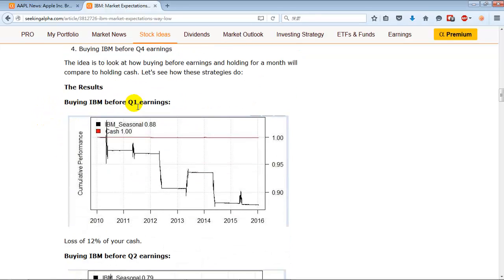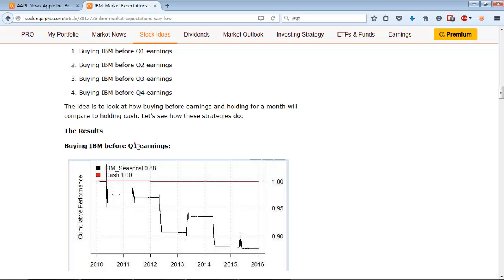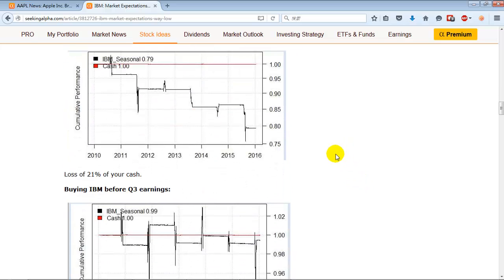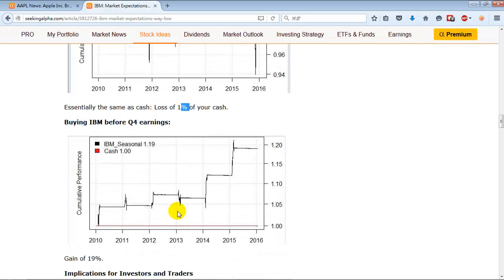Now, what I found was if you do it before quarter one earnings, you're going to lose 12% of your cash. And before quarter two earnings, you're going to lose 21% of your cash. This is good because it means IBM is worth shorting. So before quarter one earnings and before quarter two earnings, if you short the stock, you're going to come out with a profitable trade. Now, quarter three earnings really doesn't make any difference. It trends sideways. And quarter four earnings actually goes up. I made that bet this quarter four earnings, but unfortunately it went down this time.